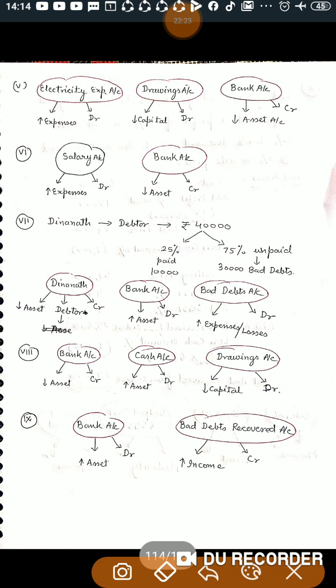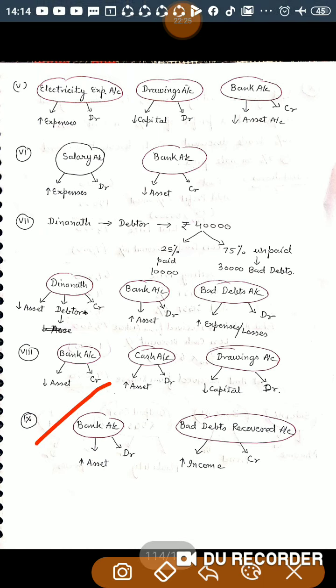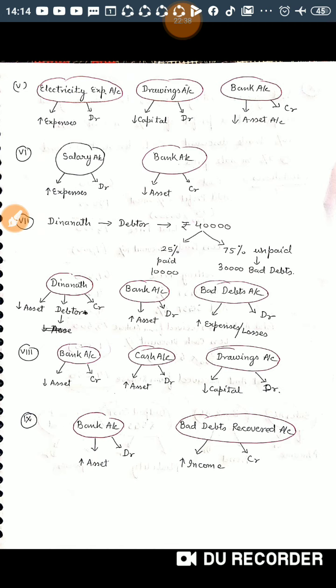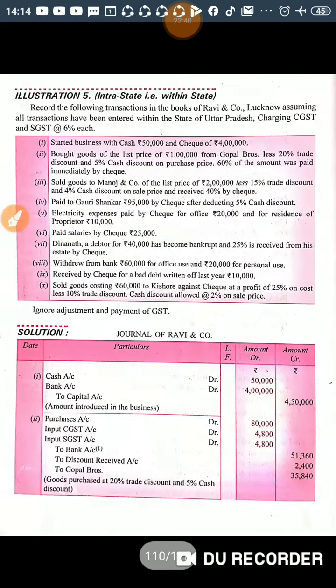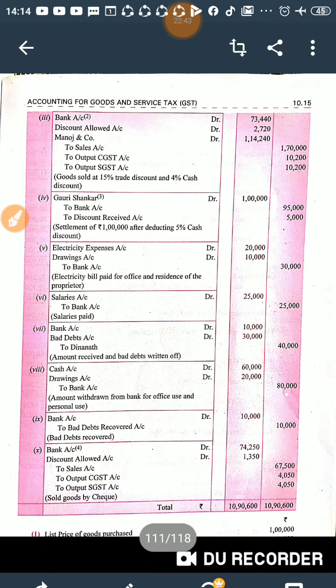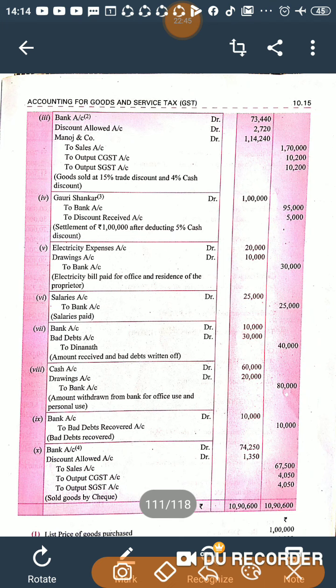We are receiving this amount through check, so bank is involved and bad debt recovered is involved. Bank is an asset, it is increasing in the business, so it should be debited. Bad debt recovered is an income and it is increasing in the business, so it should be credited. So the journal entry will be bank account debited to bad debt recovered account, that is 10,000, being bad debt recovered.